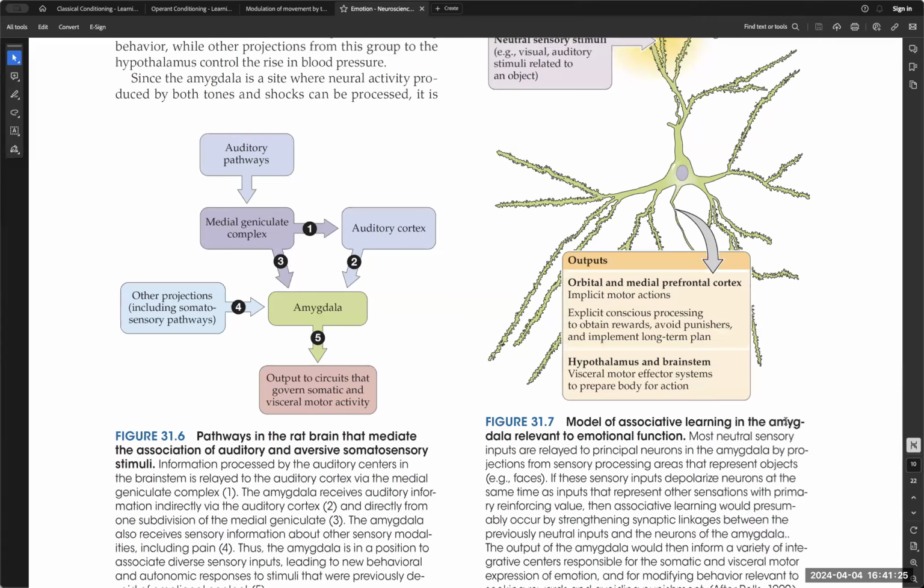Vision, exactly. Medial is auditory and lateral is vision. All right, second question: would there be hypertrophy of the amygdala?